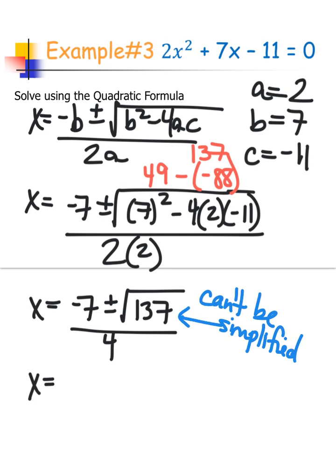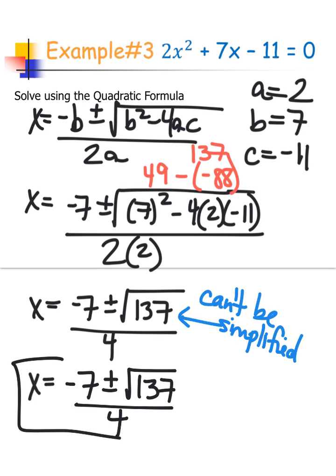Our final answer is just as it looks there. Negative 7 plus or minus the square root of 137 all divided by 4. There are 2 answers because you could go negative 7 plus that value and negative 7 minus that value.